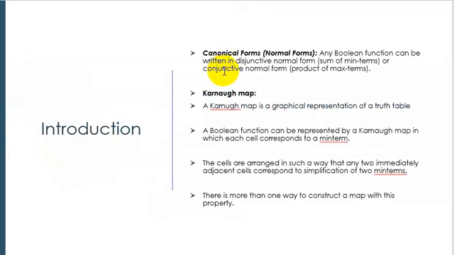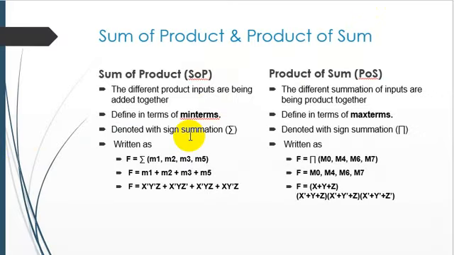Firstly, you should know about the canonical forms. Any Boolean function can be represented in two different forms. The first is sum of min terms, and the second one is called product of max terms. So here is a very brief comparison between sum of product and product of sum.